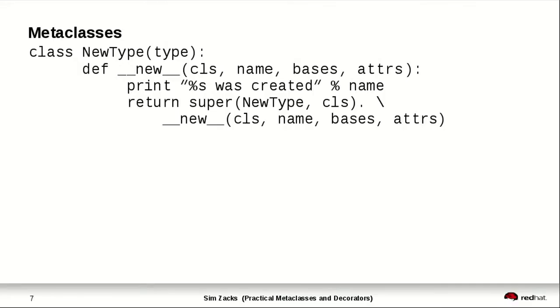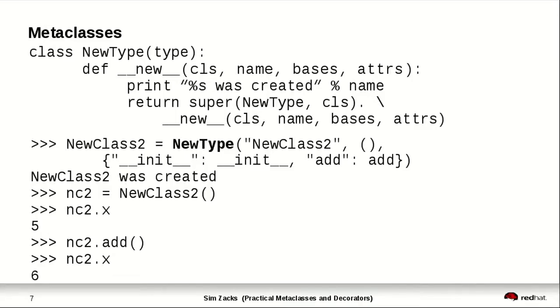So for example, we're going to create a new type, which inherits from type. Type, as we mentioned, is a class. And here we're going to use the new function. The new function is always called on creation of a new class. First it calls new, then it calls init. Other functions that you could use if you were playing with these is call, but we're not going to talk about that. And here we're just going to add, before creation, we're going to print that the name of the class was created, and then we are going to return the super, which basically says go and call type's new function so that it actually finishes creating the class.